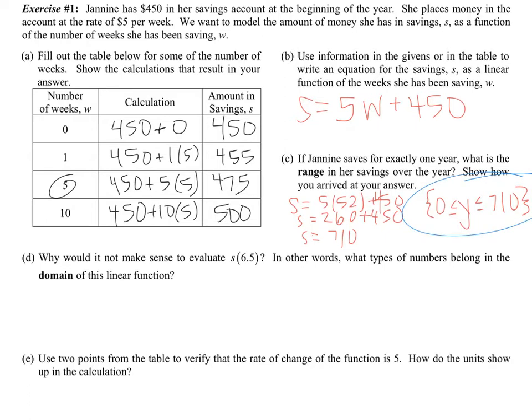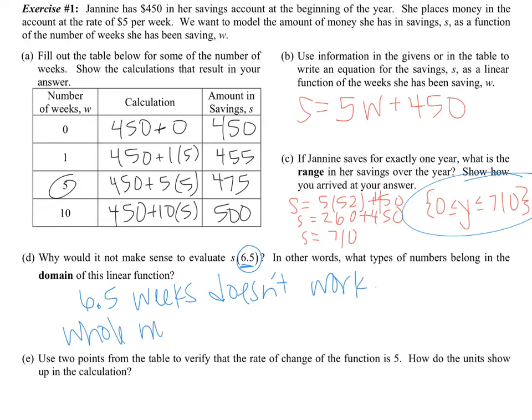Why would it not make sense to evaluate 6.5? Well, let's talk about what kind of numbers belong in this. Do you really go 6.5 weeks is when you put money in, or 6.2 weeks, or 5.2? No, you do at the beginning of the week. So you can't necessarily have 6.5 weeks. Doesn't work. So it has to be whole numbers.